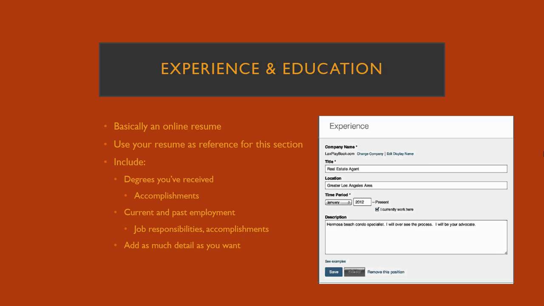Next, we're going to be talking about our experience and education section. So this is basically going to be like our online resume. So we're going to make sure we're using our resume as reference for this. We're going to include degrees you've received, accomplishments that you've had, current and past employment, and list those job responsibilities and accomplishments as well, and add as much detail as you want.